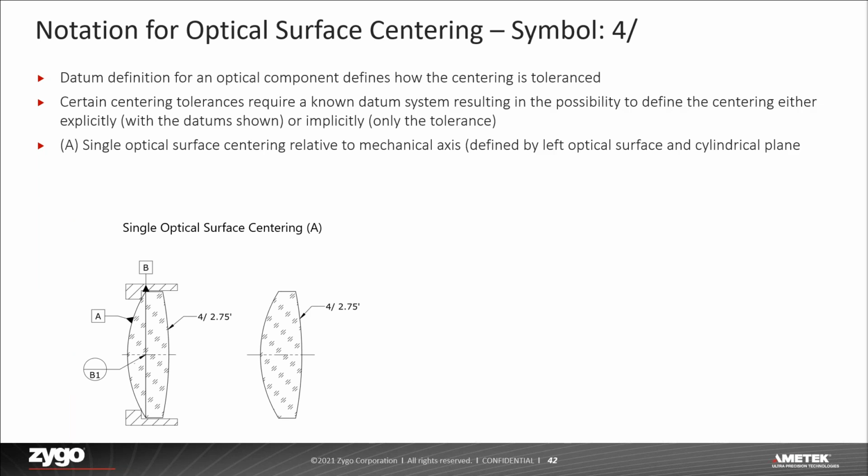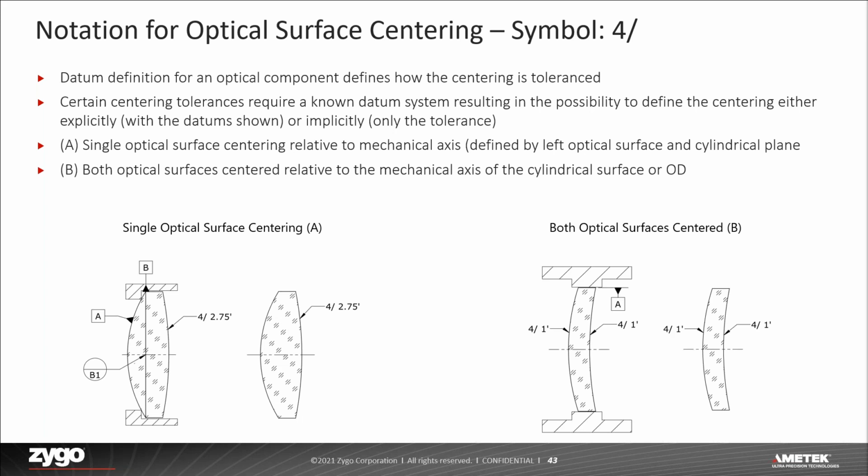Specifying the centering for an optic can be done either explicitly with the datum notation or implicitly. Using a datum may be critical when referencing the centering tolerances, but not in all cases. Going over a couple different methods of centering, first we show the centering for the tilt of a single surface relative to the other optical surface. In this case, we're looking at the datum on one optical surface and the edge at which that optical surface meets the cylindrical surface or outer diameter.